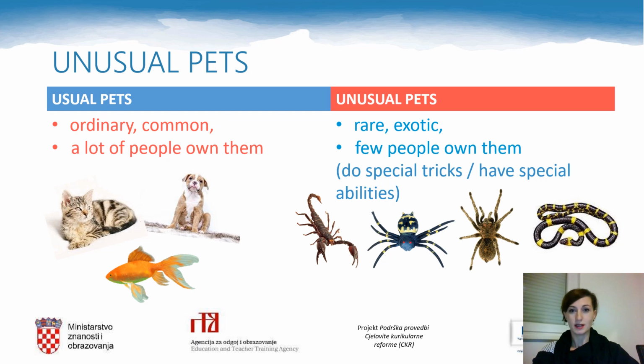We may begin. Our topic is unusual pets, as I mentioned earlier. For better understanding, I decided to compare these two categories, usual and unusual pets. Usual pets are the ones that are ordinary and common. A lot of people own them, whereas unusual pets are rare, exotic, and only few people own them. We sometimes say that pets that can do special tricks or have special abilities belong to this group of pets too. Can you name all the pets on this slide?